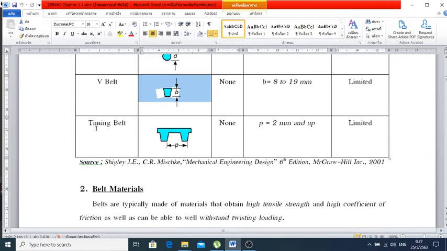And then the last one is the timing belt. It looks like a chain, but it's made of rubber impregnated with some kind of fiber. We'll talk more about the details later. Also, timing belts have a limitation in terms of center distance, okay?